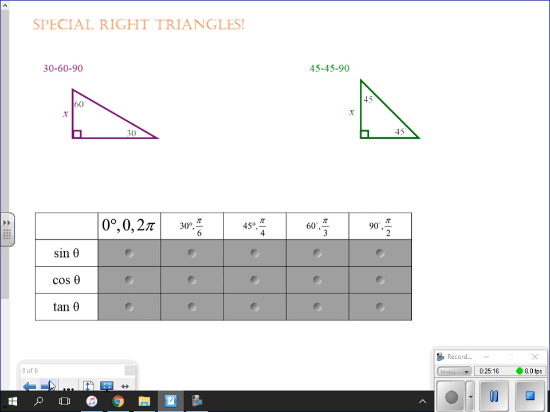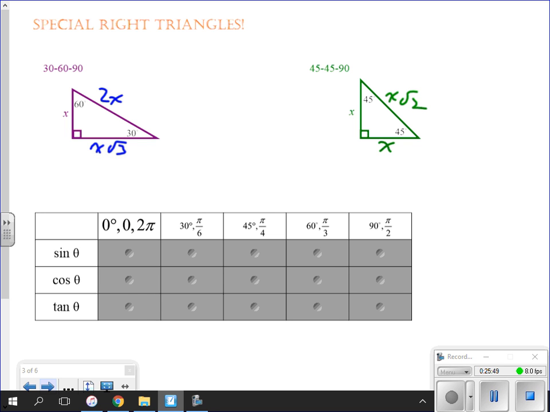Okay? So the relationships of the sides of your special right triangles. If this side length is x, this side length is 2x, this one is x root 3. Right? The ratios between the sides. On 45-45-90s, x, x, x root 2.